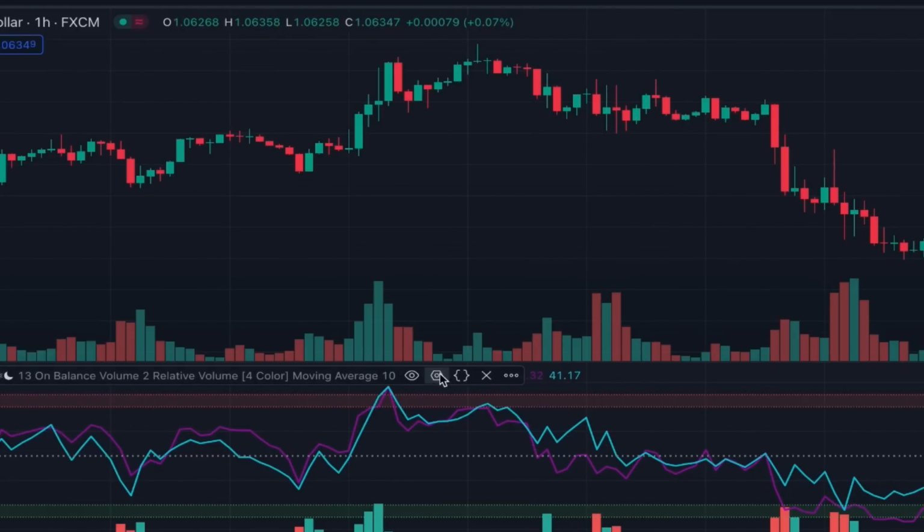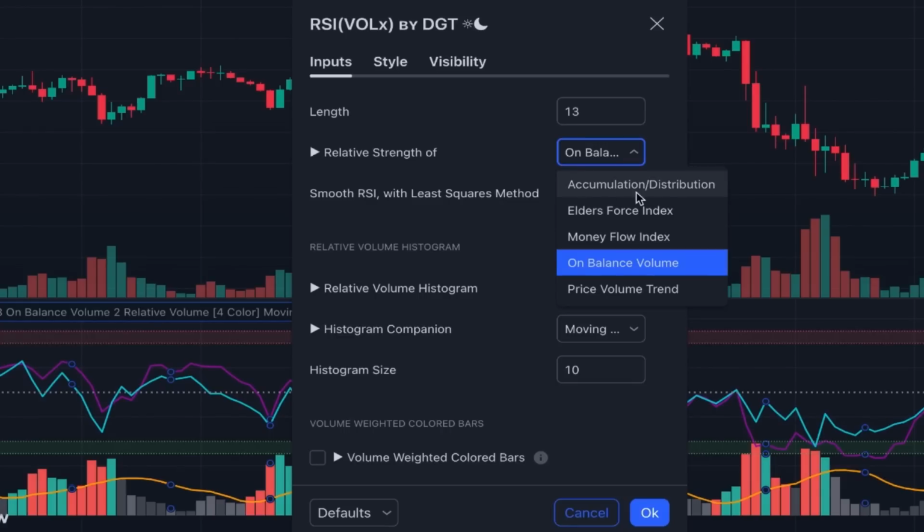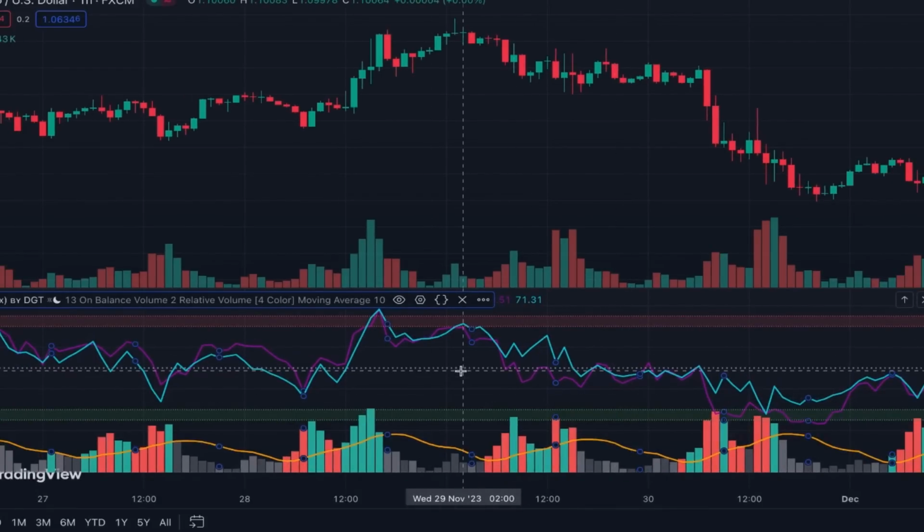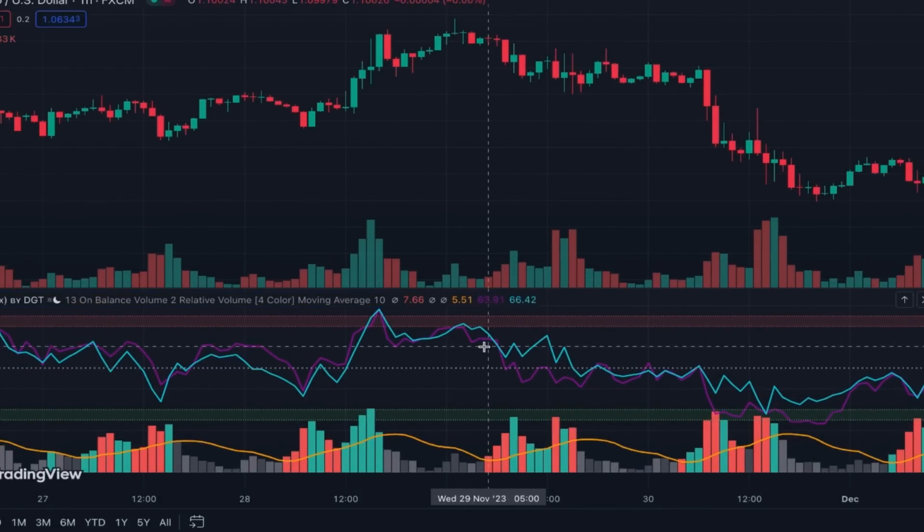Instead of OBV, you can choose accumulation distribution indicator, Elder's force index. We have also money flow index and price volume trend. These are popular and commonly used volume indicators, and they are available here in this indicator for choosing, and you will have the indicator in the context of RSI. Alright, now let's see how it can help us with trading.